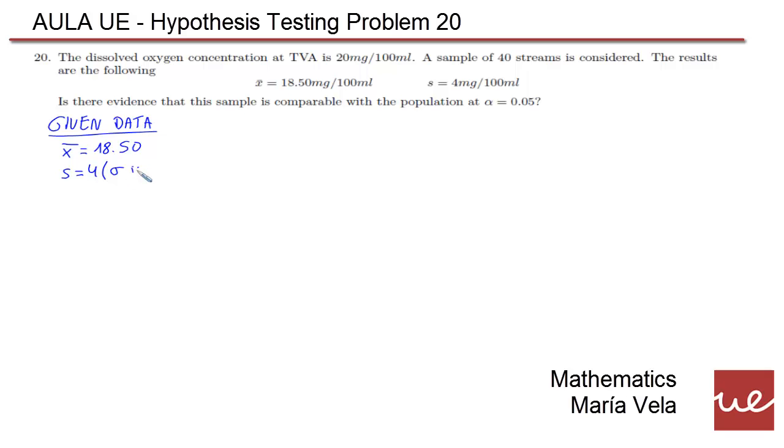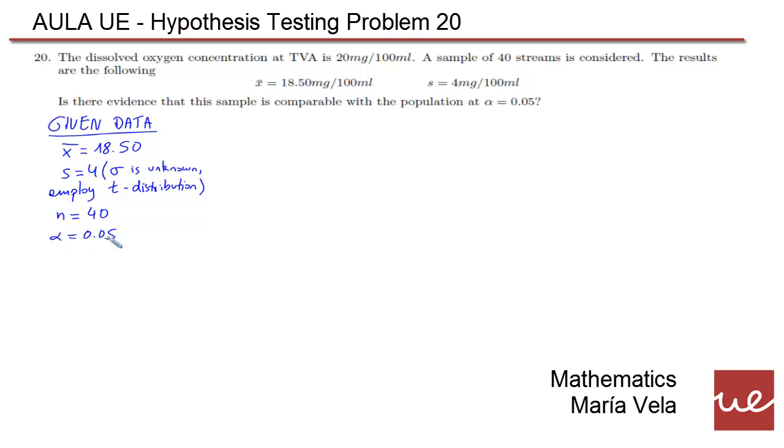Okay, first of all, I'm going to copy the given data. X bar is equal to 18.50, S is equal to 4. Let me just notice that sigma is unknown, and so we have to employ the t-distribution in order to compute the test statistic. N is equal to 40 and alpha is 0.05.